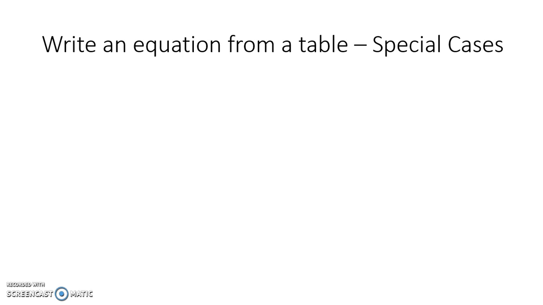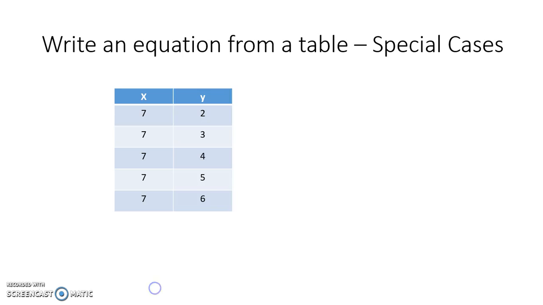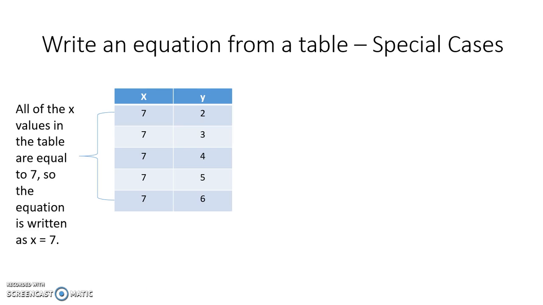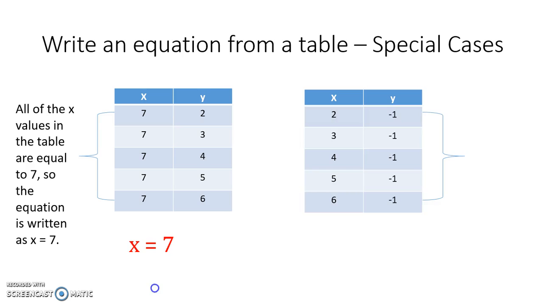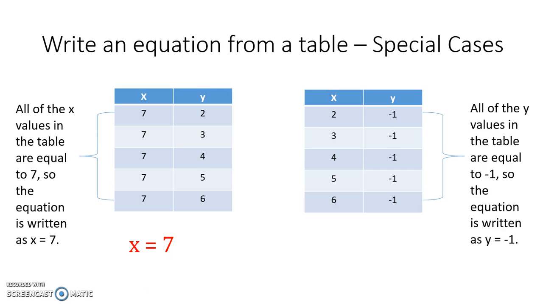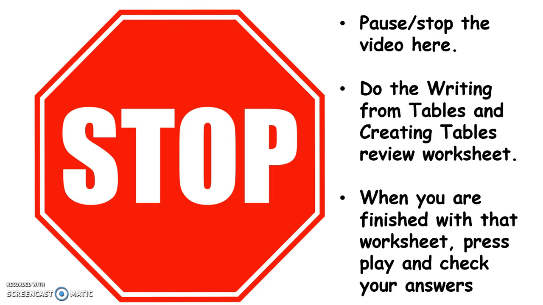Writing an equation from a table, special cases. In this case, all of the x values in the table are equal to 7, so the equation is written as x = 7. All of the y values in the table are equal to -1, so the equation is written as y = -1. Pause the video here, do the writing from tables and creating tables review worksheet.